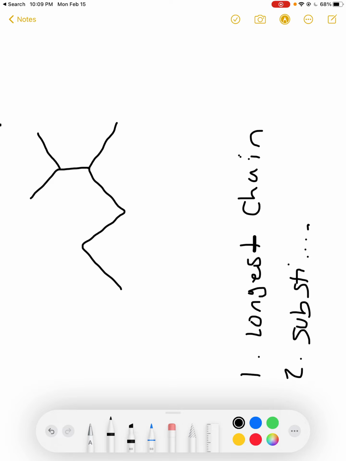So looking at this one, I realized the first thing you can do is find the longest chain, which will be 1 here, 2 over here, 3 over here, then 4, then 5, and 6. So that's the longest chain. Now we have a substituent, which I'm going to mark in a different color right here and right here. 1 at 2 and 1 at 3.